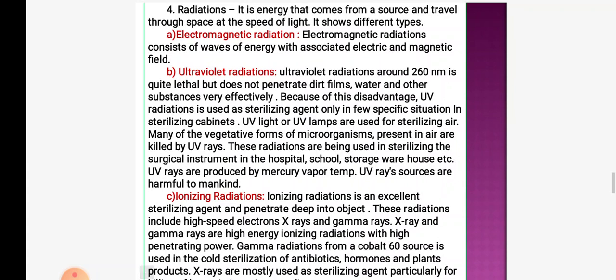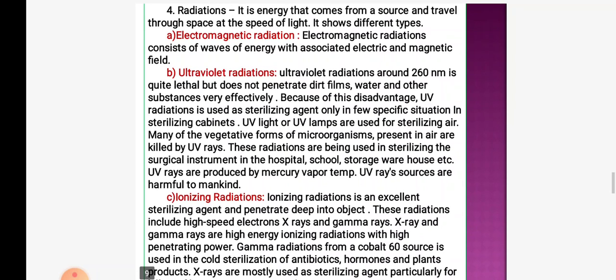Then radiations. It is energy that comes from a source and travels through space at the speed of light. It shows different types. Electromagnetic radiation consists of waves of energy with associated electric and magnetic fields. Ultraviolet radiation around 260 nm is lethal but does not penetrate dirt, film, water or other substances effectively. Because of this disadvantage, UV radiation is used as a sterilizing agent in specific situations.